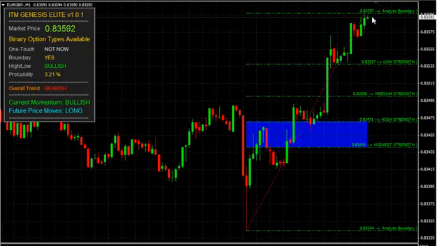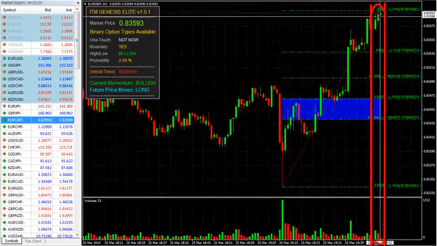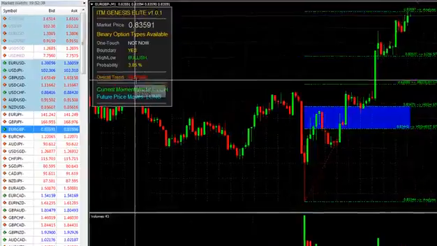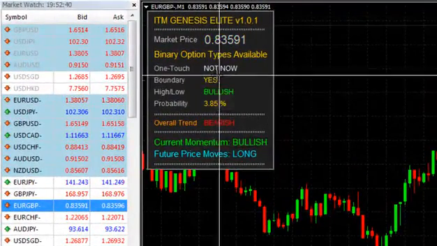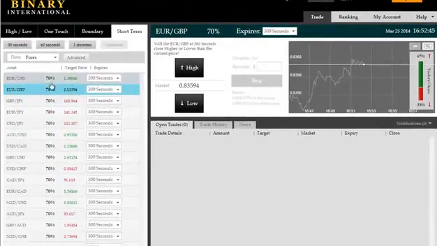Good afternoon. We're on the Euro GBP today with volumes tapering off, as you can see, as price approaches the analysis boundary. Bearish momentum overall, only 4-ish% probability of going long. So this is a very likely point of reversal for price since volumes have tapered off going long.